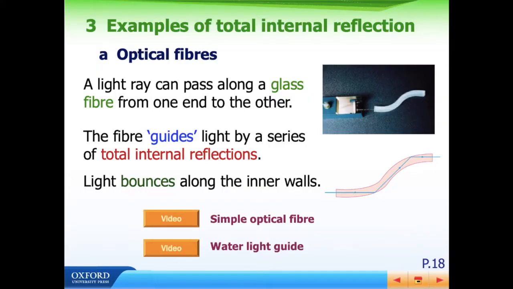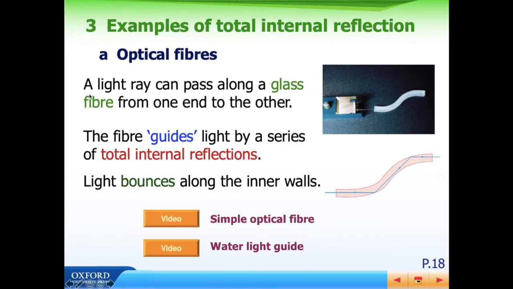Section 3. Examples of total internal reflection. In this section class, I will be discussing examples of those materials or phenomena where the concept of total internal reflection of light is being applied. First example is the optical fiber.